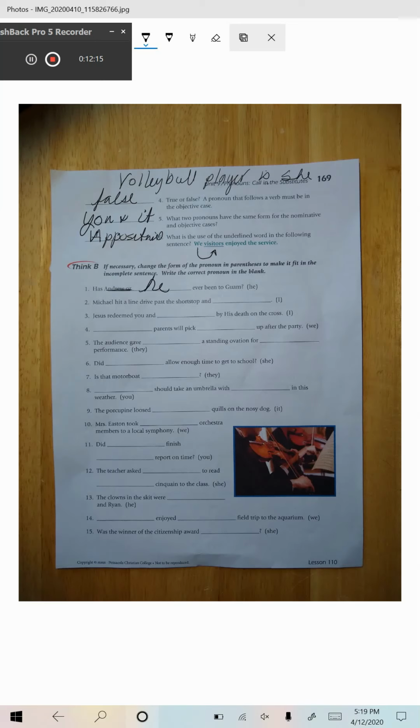Michael hit a line drive past the shortstop and I. Okay, so Michael is the subject. He hit a line drive past the shortstop and, I believe that's a prepositional phrase. But either way, you wouldn't say past I, you would say past me.